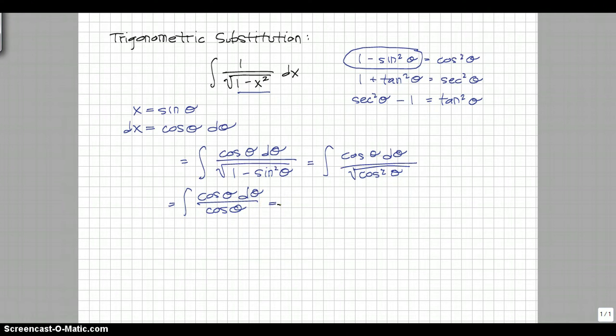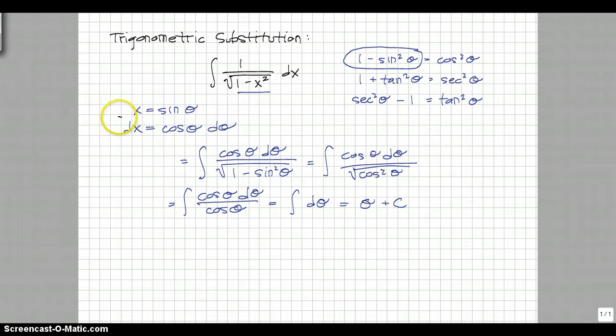And through this process, in this particular example, things work out as nicely as we could possibly hope. Everything cancels, and we're left with the integral of 1 d theta, or just the integral of d theta, which is equal to theta plus the arbitrary constant c. At this point, we would like to be done, but we can't very well give an answer to an integral involving x in terms of theta. So we have to find some way of going back to the correct variable, the one that we started with.